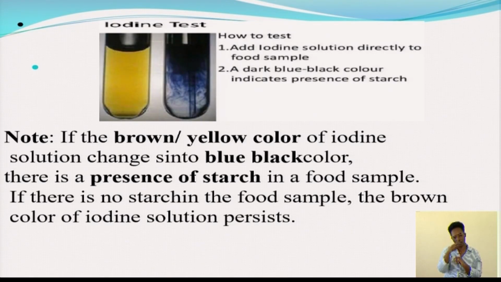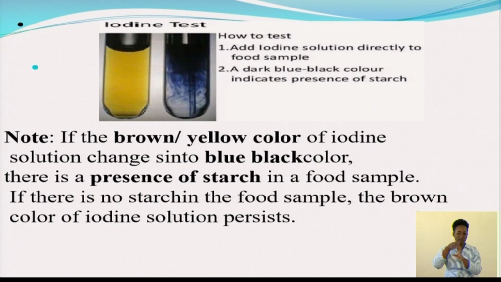Note, I think from there, as well we have done it, let us make a note. If the brown-yellow color of iodine solution changes into blue-black, as you've seen, I've done it and it is perfect, there is presence of starch in the food sample.